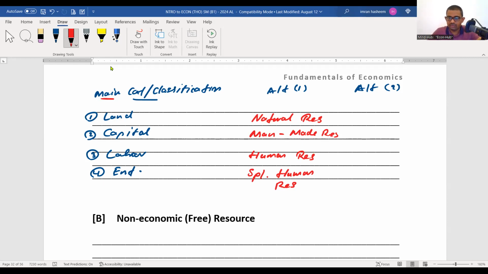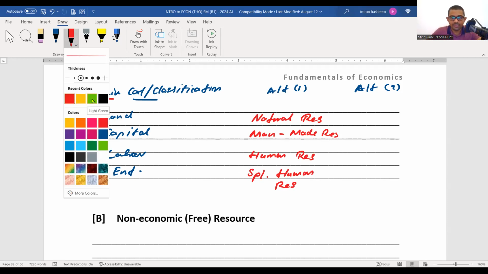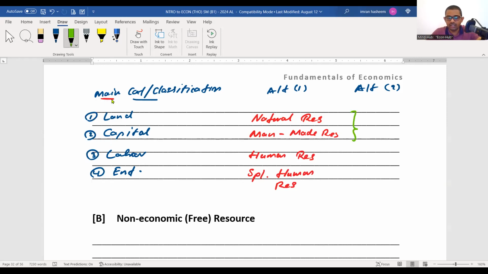Then we also have another method, right? Good to know these things, right? We'll say land and capital together, we call them property resources. Then labor and entrepreneurship, we refer to them as broadly human resources. Human resources. Okay, I hope everything is clear.